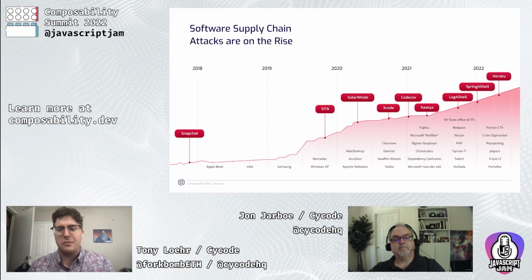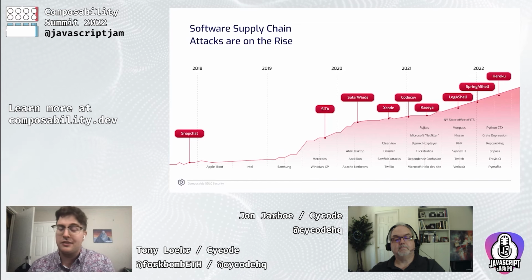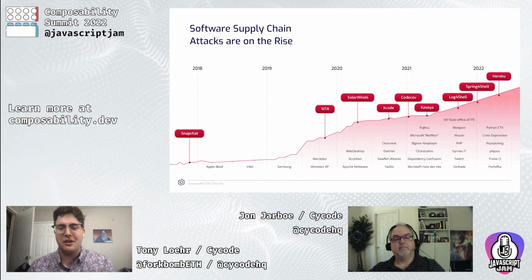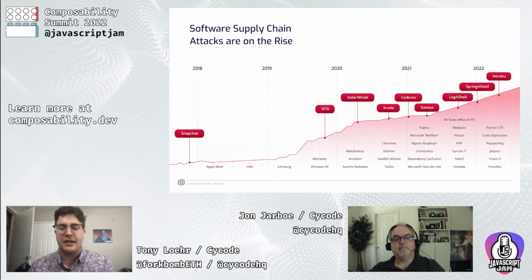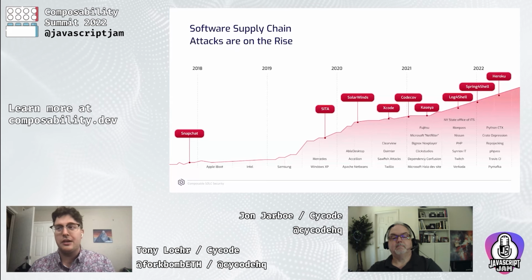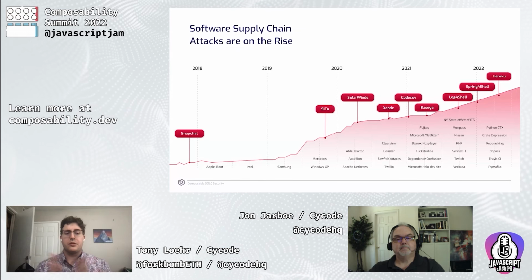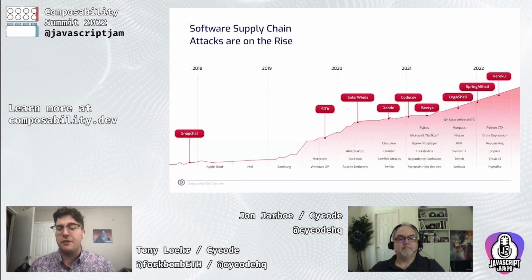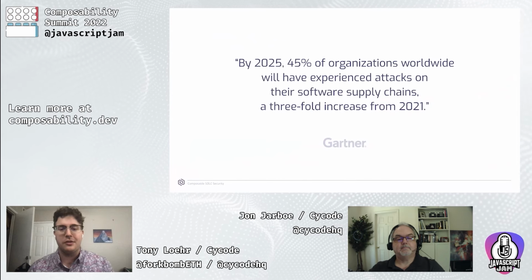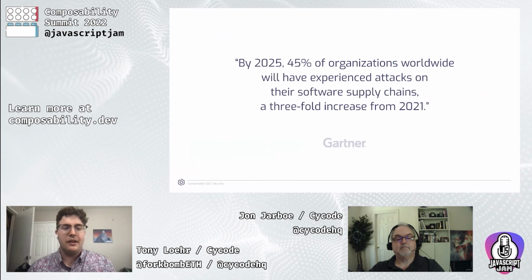I think most people are familiar with the Log4j attack if you're watching this particular presentation, and I think that one epitomizes the absolute worst case scenario for a dependency-based software supply chain attack. But in the case of, say, CodeCov, it was actually tools that were used as the attack vector. And Gartner predicts that by 2025, about 45% of organizations worldwide will have experienced attacks on their software supply chain, which is a threefold increase from last year.